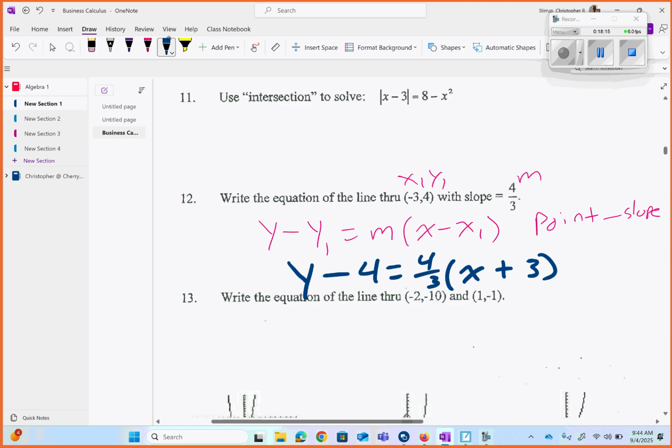So this is the linear equation that contains the point -3 and 4, and it also has a slope of 4/3. You don't have to put that in slope-intercept form. You can leave it as point slope. Point slope is the more accepted way worldwide to do it.